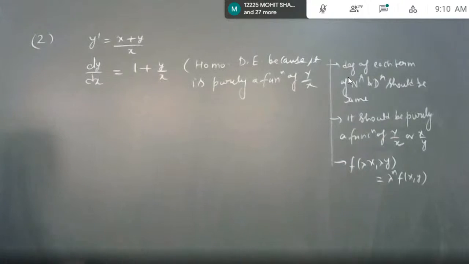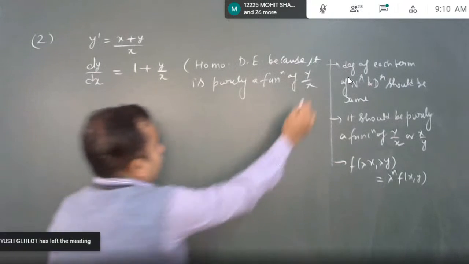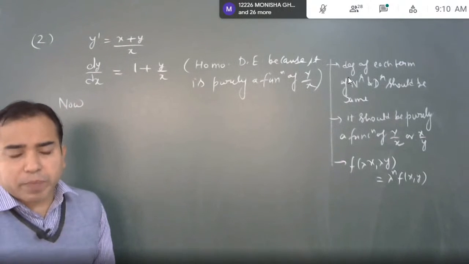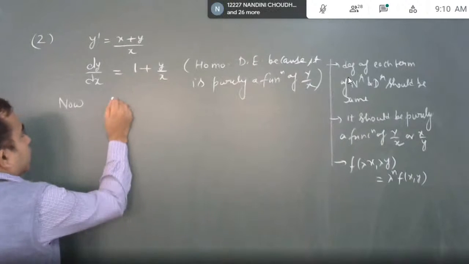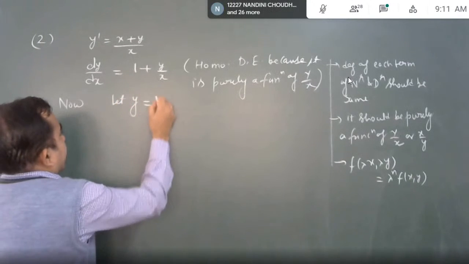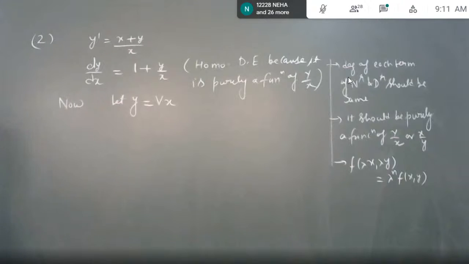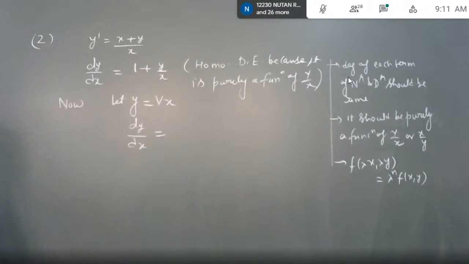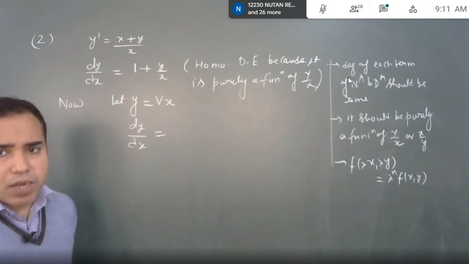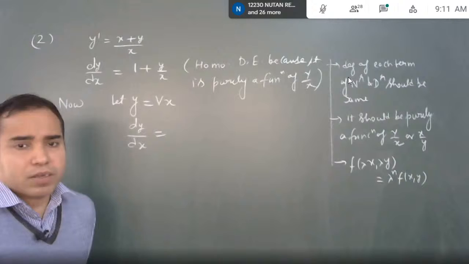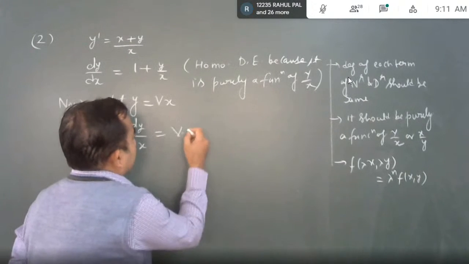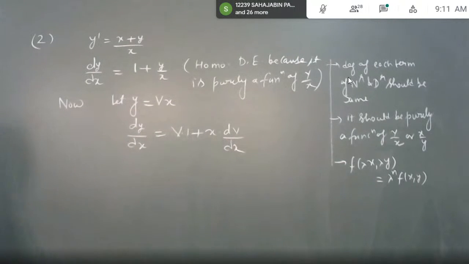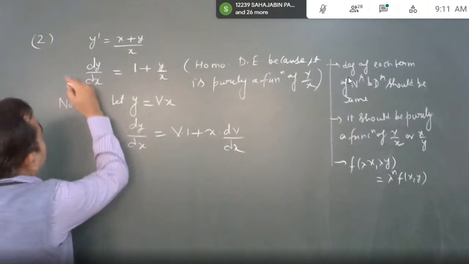ठीक है, आप कोई भी यूज कर सकते हैं, तीनों ही काम करेंगे. Now, to solve it, you remember what was the method? The method was to put, let y equals vx, right? And then dy upon dx, what will become, students? Dy upon dx will become v plus v into x ka derivative, 1 plus x into dv upon dx. Now make these two substitutions here.